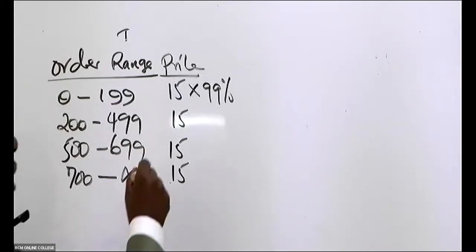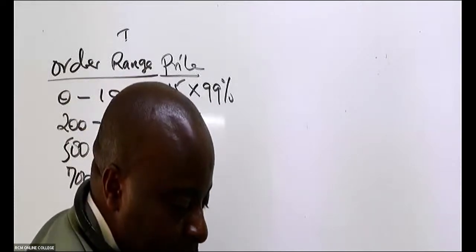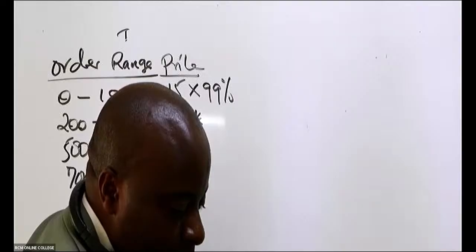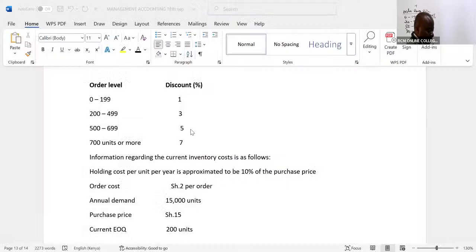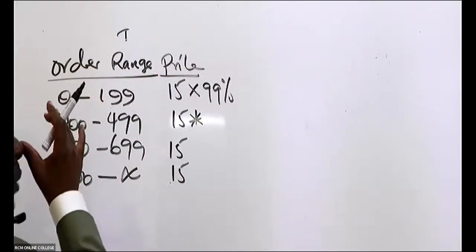Then you come to the second category, ladies and gentlemen. For the second category, they have told us the discount. You can see the second category is 3% discount, 5%, 7%. Very easy.